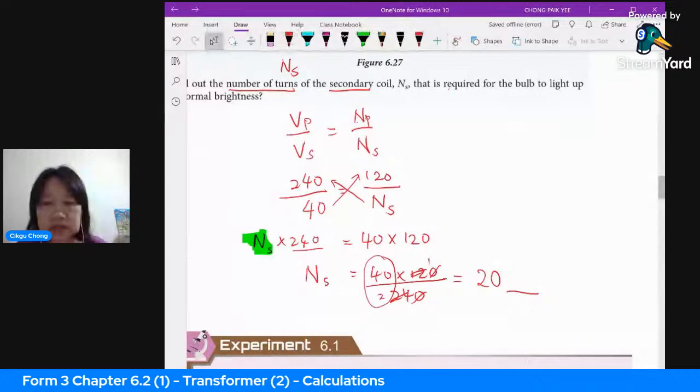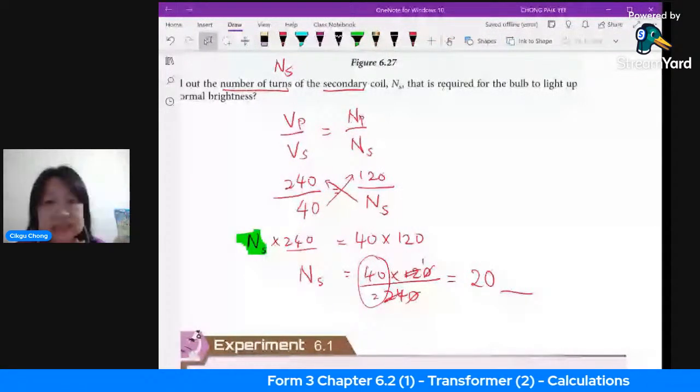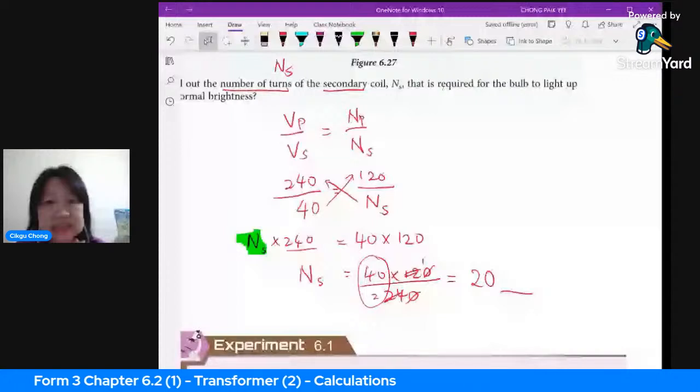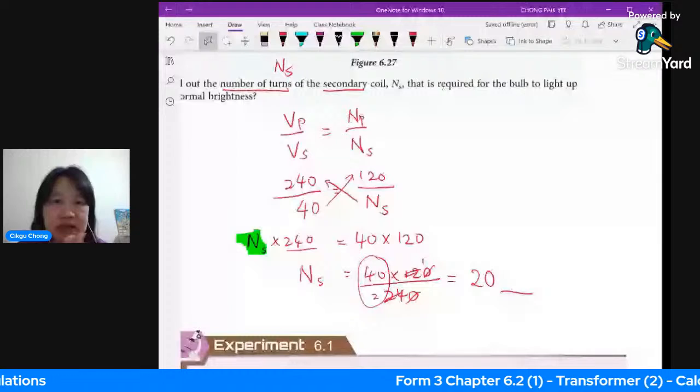Okay, NS. Now NS stands for what? It stands for the number of coils. But NS is the symbol, so the value will be 20 turns. You don't say 20 number of coils. No need to put a symbol already. The symbol you already found. The answer is 20 turns.